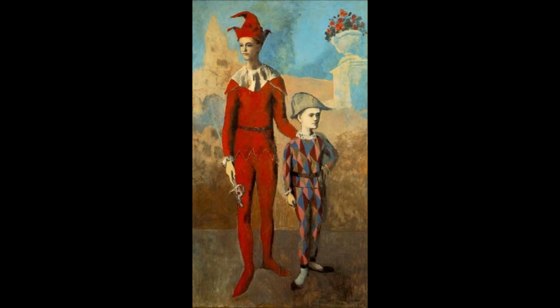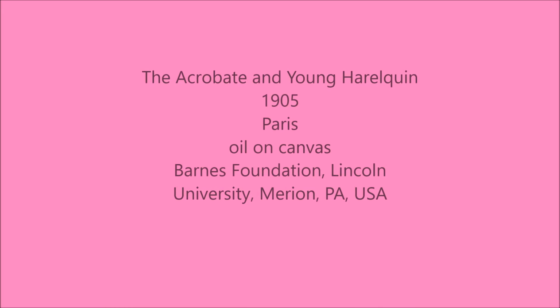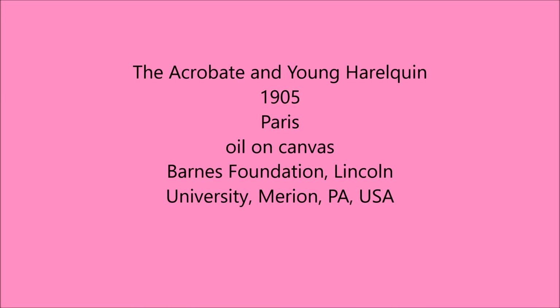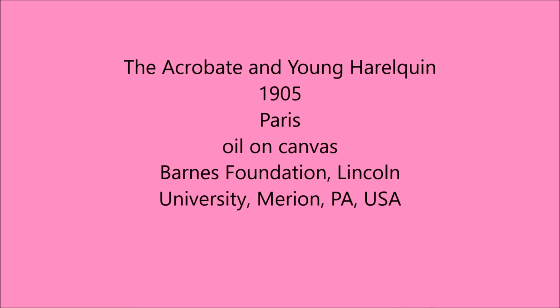The Acrobat and the Young Harlequin was painted in 1905, and it shows Picasso's unique contribution to Expressionism. The acrobat appears to be the father figure, placing his left hand on the shoulder of the young harlequin, which shows the dominance between the two. In the painting, Picasso elaborates on the theme that artists were seen as undervalued, social sufferers to society.